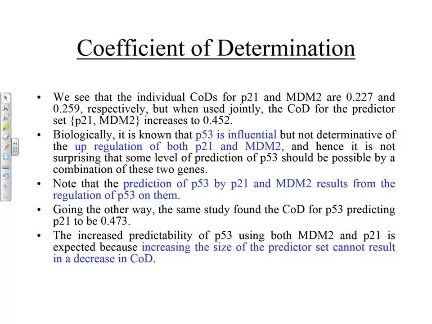Now going the other way, from the same study, they found that the COD for P53 predicting P21 to be 0.473. Now here, one point to note is that when you're increasing the size of the predictor set, you have increased the COD. This was 0.227, 0.259, now it jumped up to 0.452. This is to be expected because increasing the size of the predictor set cannot result in a decrease of the COD.